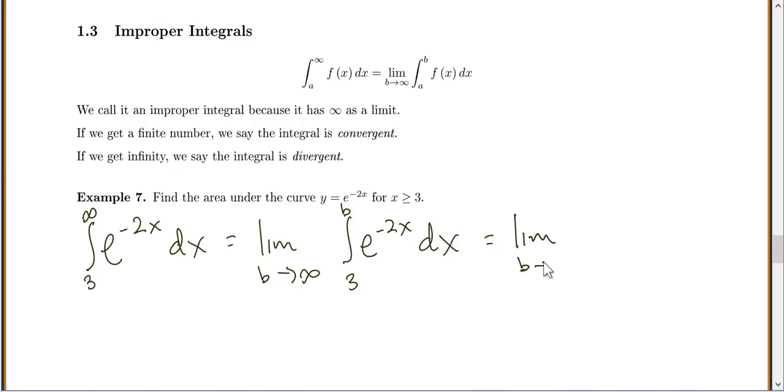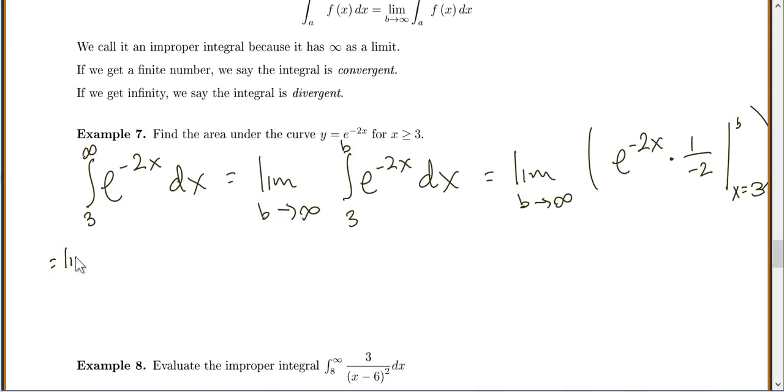So we'll still have the limit. That stays with us until we actually plug in the infinity. And when we integrate, we get e to the negative 2x times 1 over negative 2. That's how you integrate exponentials. And we need to evaluate that from x equals 3 to b. So I still have my limit here. You have to write it quite a few times. So let's see. If we plug in b first, this is going to be negative e to the negative 2b over 2, minus negative e to the negative 2 times 3 over 2.